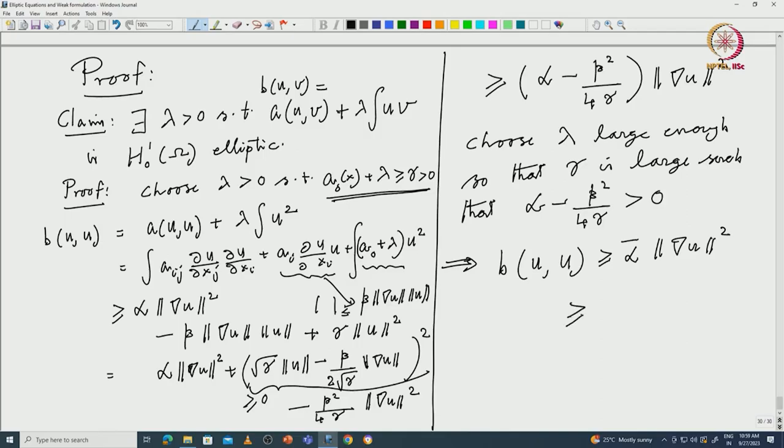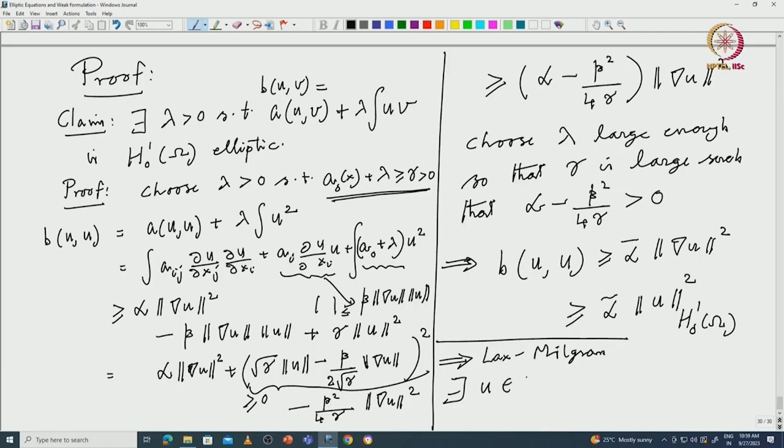Now, apply the Poincare inequality to get some other alpha, maybe alpha tilde, into norm of u in H1 naught of omega square. So that implies, for the weak formulation, apply Lax-Milgram. There exists a unique u, the solution to our problem, such that A(u,v) plus lambda integral of uv equals integral of fv for all v in H1 naught. So that you have it.